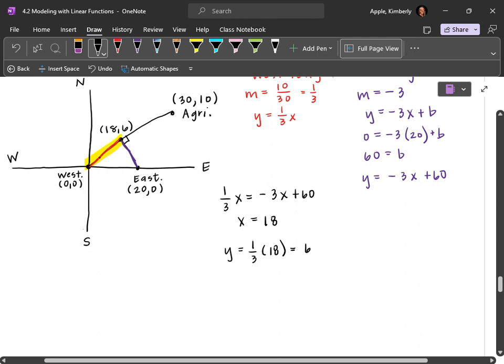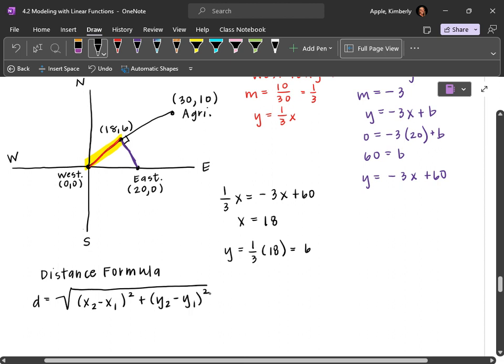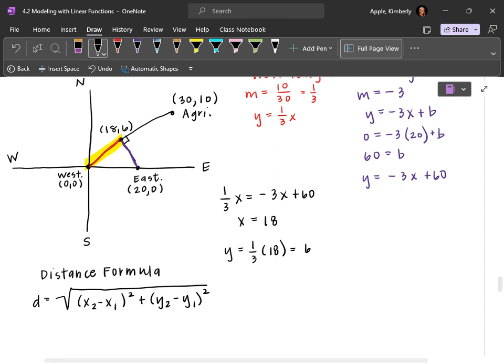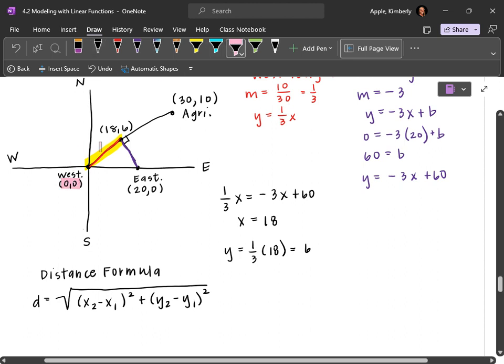And then to find this distance, which was the original question, we'll need to use the distance formula because we're going to find the distance between two coordinates. And so the distance formula, if you don't remember, is d equals the square root of (x2 minus x1) squared plus (y2 minus y1) squared. And we're just going to use these 2 points, this one and this one, and plug them into this formula.